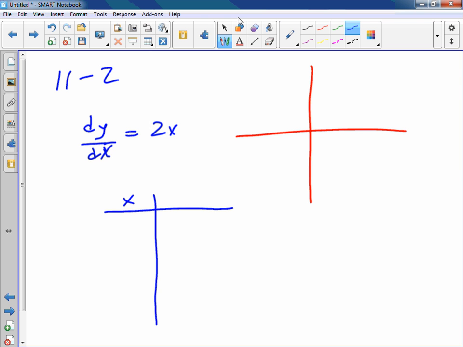So let's put a bunch of numbers in here just to try it out. X, and then over here dy dx. Let's go -3, -2, -1, 0, 1, 2, 3. So -6, -4, -2, 0, 2, 4, 6.